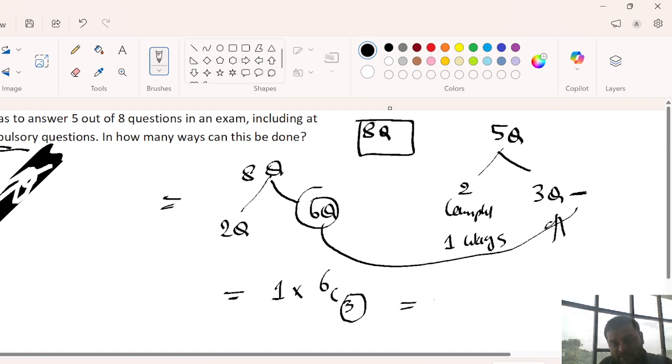And the answer for this one is 6 into 5 into 4 divided by, expanding 6C3, that is 3 into 2 into 1. 6 can be cancelled. In 20 ways they can write the exam. Okay, let us go to one more question please.